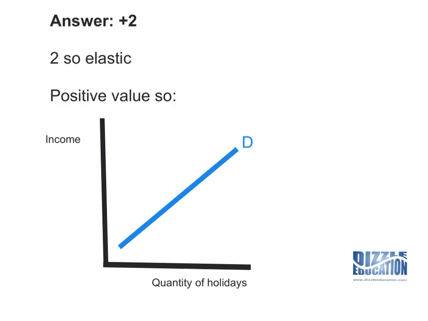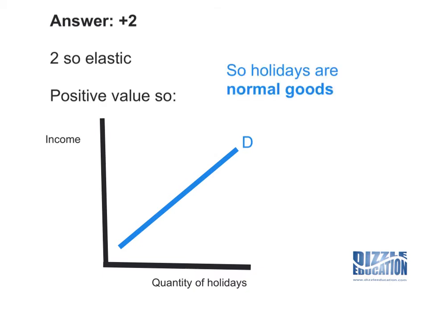And it's a positive value again, it's plus 2. So our demand line in this particular case is going to be upward sloping, the positive relationship between income, which we've now put on our vertical axis instead of price, and in this case the quantity of holidays demanded. So for this, we would describe this as a normal good.